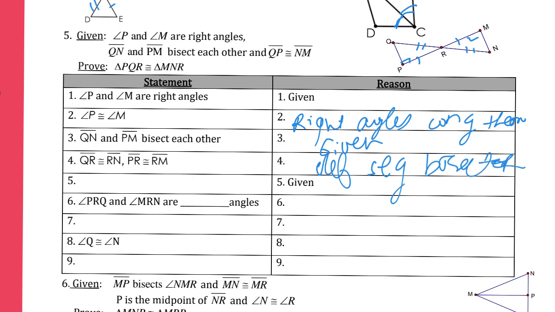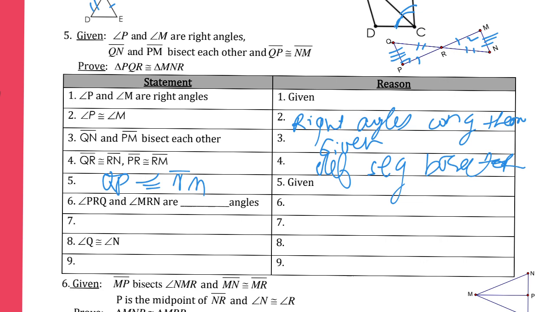Okay, and then there's something else that's given. Oh, QP and NM are congruent. So QP is congruent to NM. So we should mark it. So these match up with this one over here. Okay, and that's by given. Okay, so we've got all three sides matching each other. We have one angle matching. We got to do the other two.